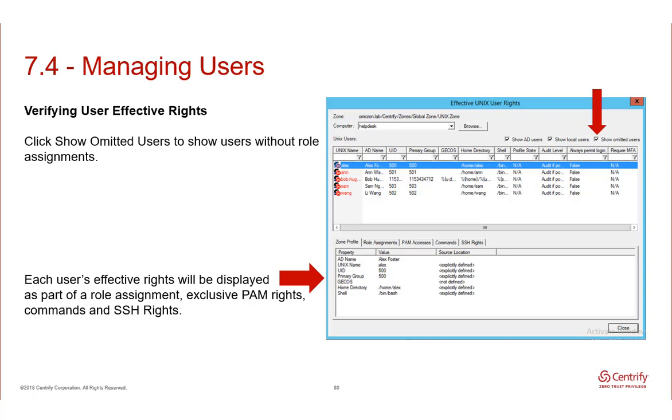So in order to see the users, we need to show omitted users, shown in the top right of this particular diagram. This will give us a listing of all the users that we've added. Now, each user's effective rights will be displayed as part of a role assignment, exclusive PAM rights, commands, or SSH rights. And as you can see, nothing has been assigned to these particular users.